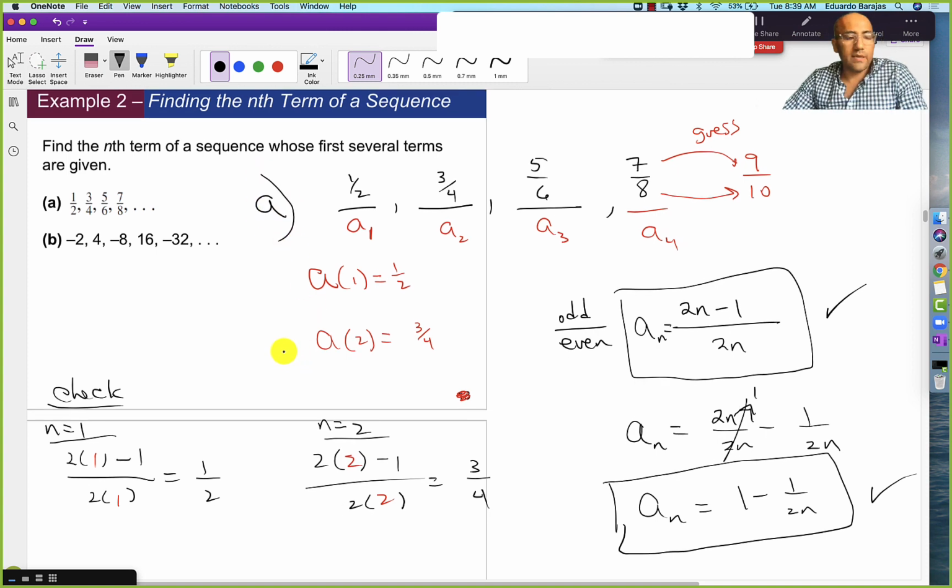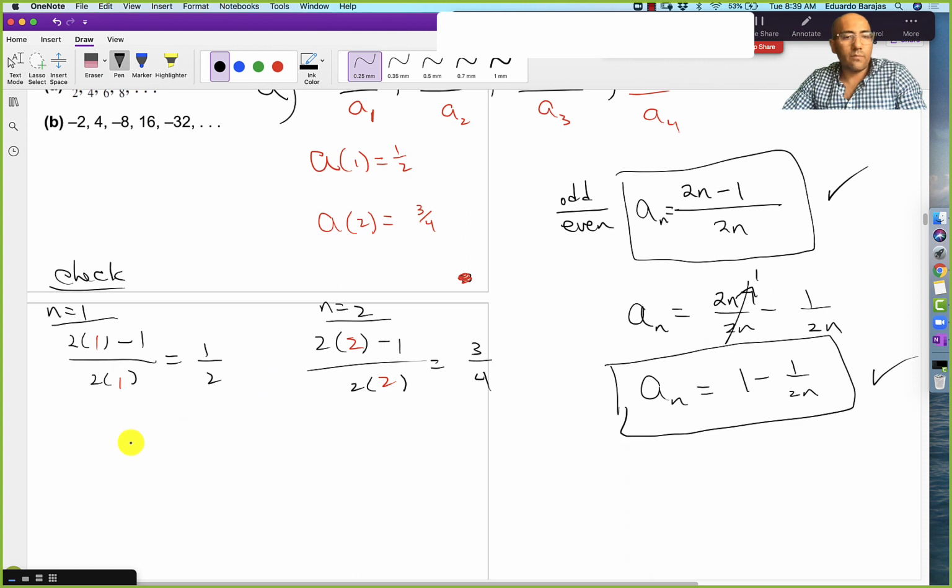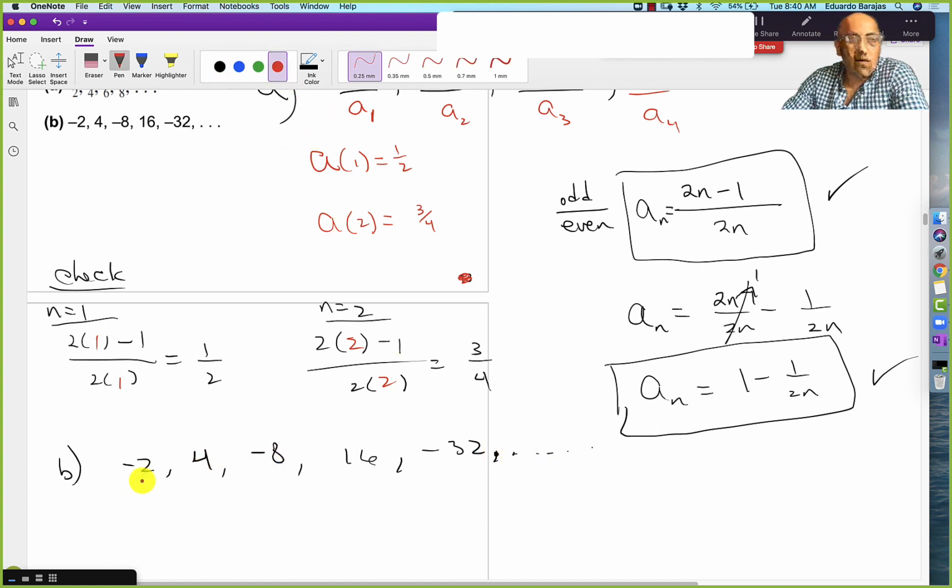Part B has -2, +4, then -8, then +16, then negative 32, and so on and so forth. Remember, our mission is to find a way to map the fact that there's a 1, and it's the first one on the list. So I want to do something to the 1 so that I end up with a negative 2. And then I want to do something to the 2.